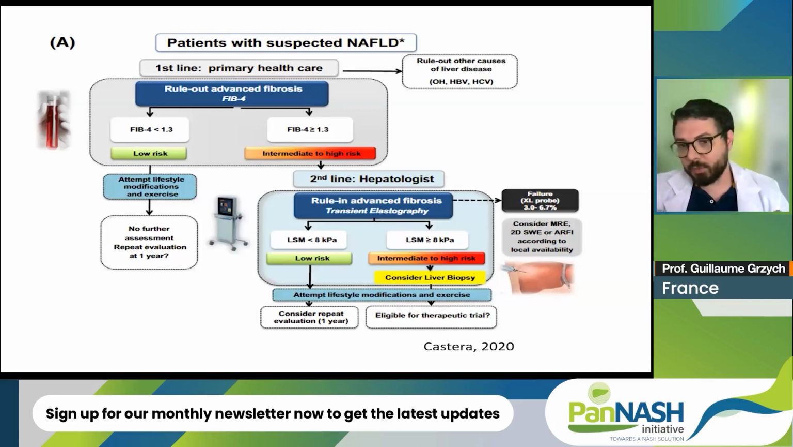So with this first-line test, you could orient your patient to a specialist hepatologist, and the hepatologist could perform transient elastography, for example, to measure the fibrosis in the liver. So it's a good combination, a good screening for the patient with suspected NAFLD. So FIB-4 is very useful and recommended by liver societies.